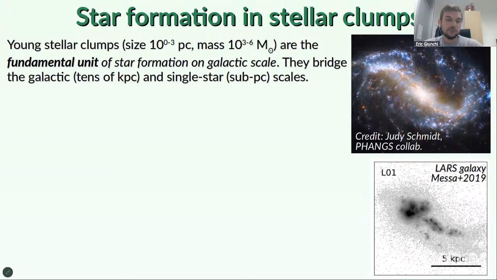So they can be very small, a few parsecs in size, up to a kiloparsec, and also small in mass, 1,000 solar masses, up to 1,000,000. And you can see them in these images, both in a disk galaxy of the FUNS collaboration, but also in these disturbed starburst galaxies from the LARS sample.